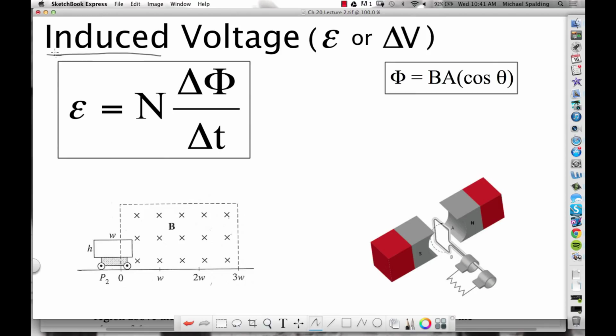Okay, so here we're going to be inducing voltage. So you have a loop. You got this loop of wire. There's no voltage in it. One moment, then the next moment there is, because we created a change of flux.